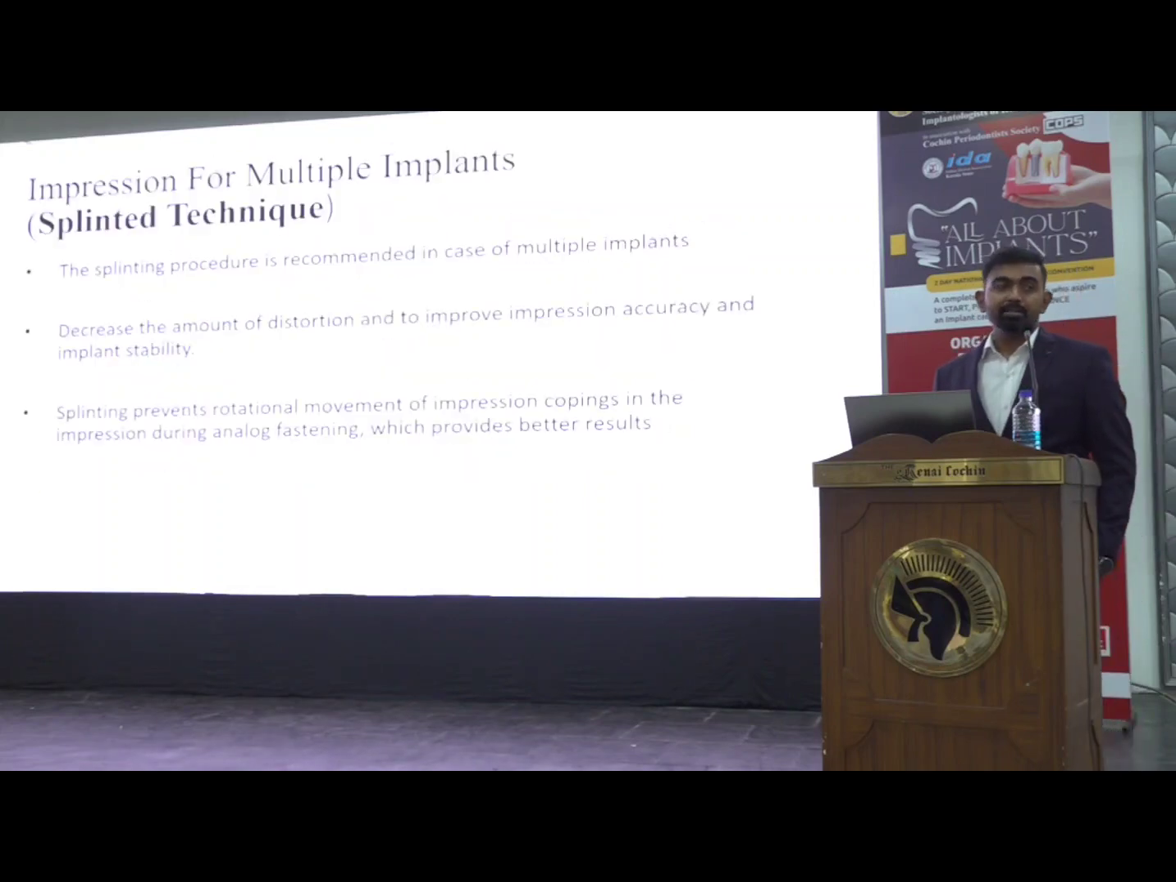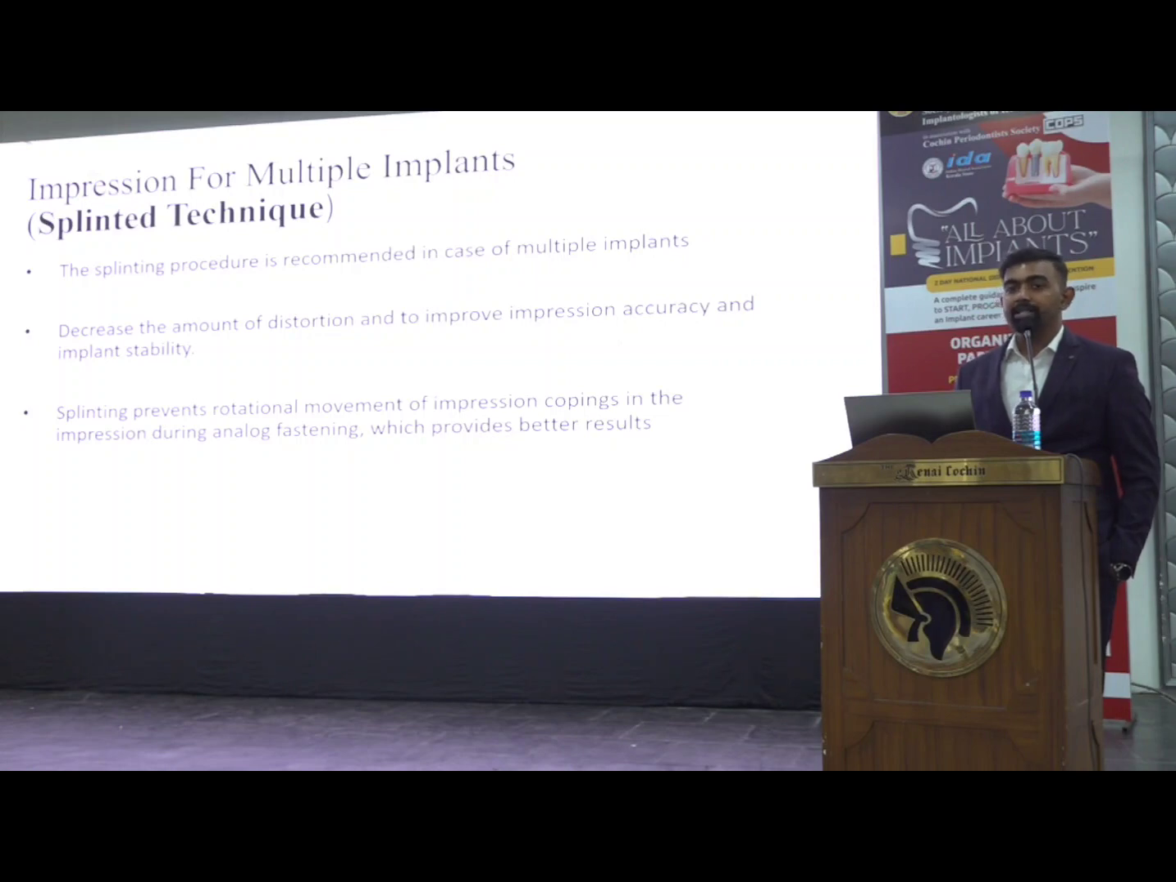In open tray, two techniques are there: splinted impression and non-splinted. Splinted is for full arch cases or where multiple implants are there. You can use splinted impression techniques. The principle of splinting is that all impression copings are connected with a rigid material to prevent rotational or micro movements of the impression copings within the impression. And studies show that splinted impressions are more accurate than non-splinted.